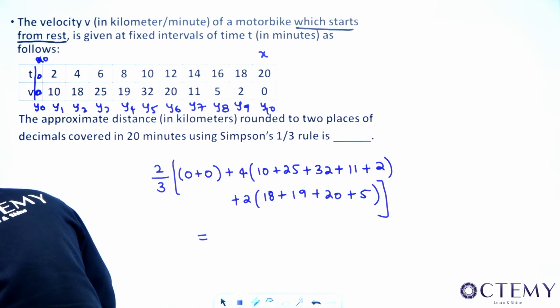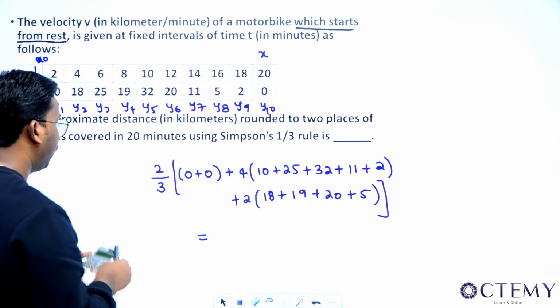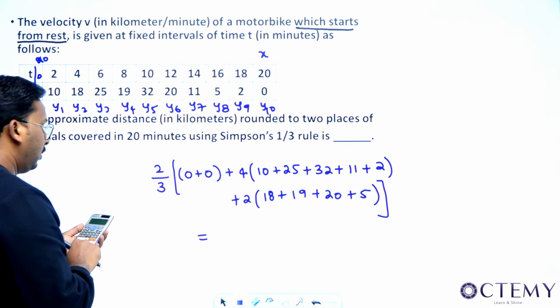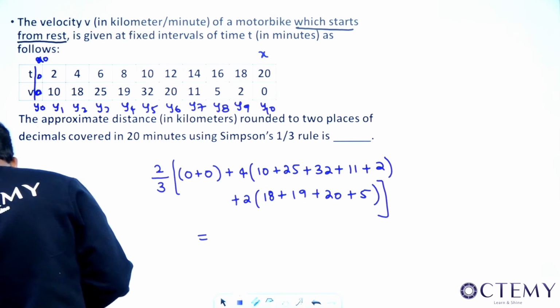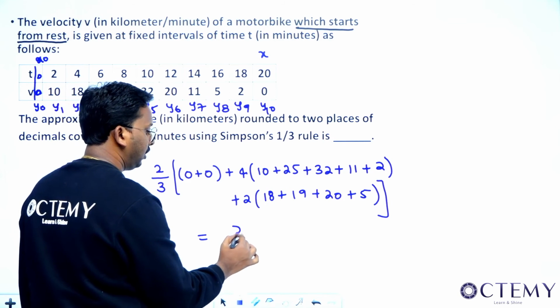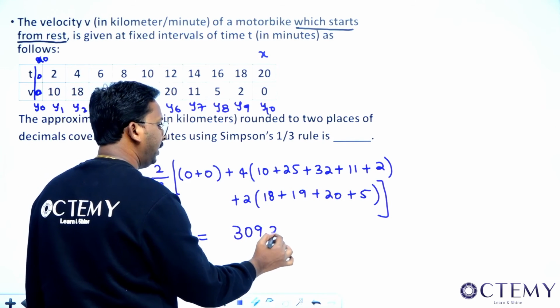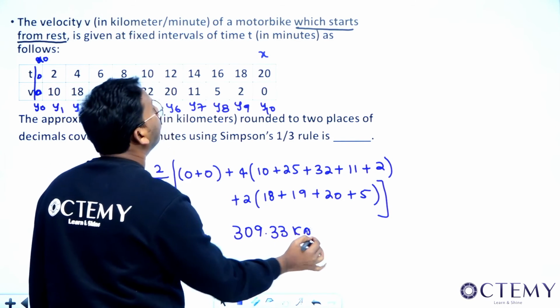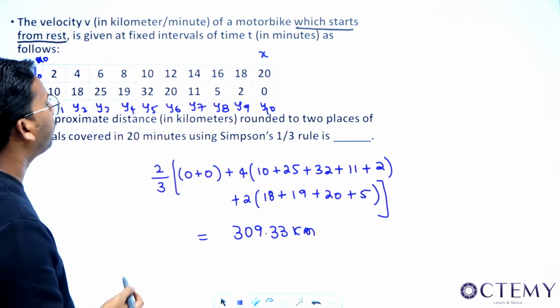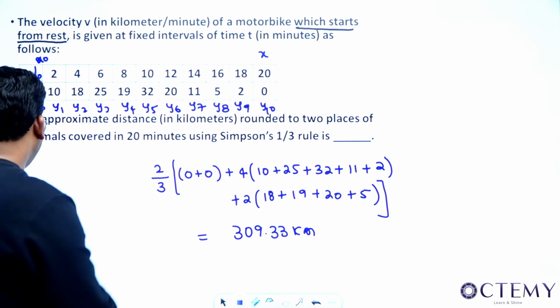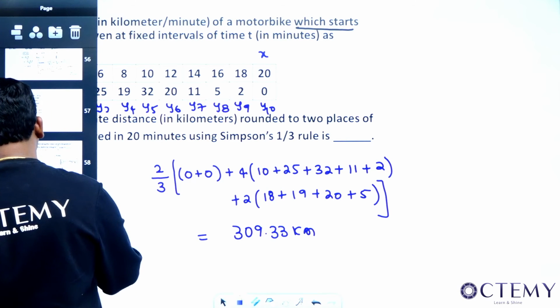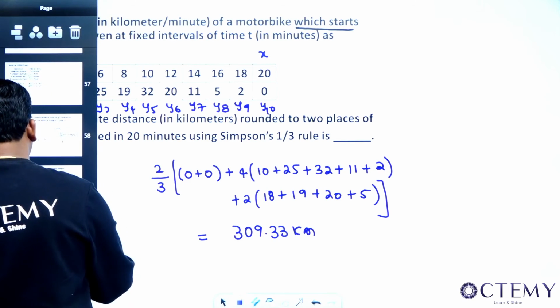You are going to get it as 309.33 kilometers. Because this is in kilometers per minute, minutes will get cancelled, and this is what you are going to get. Right? So this is also a very interesting question which can be done, sir. There is one more question.